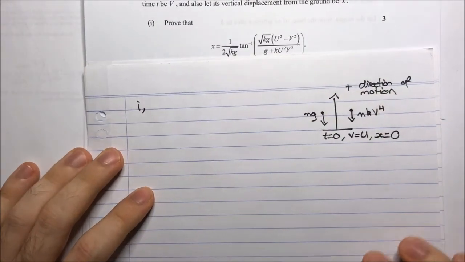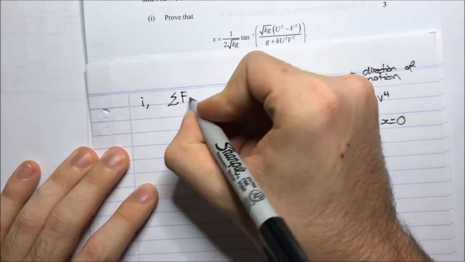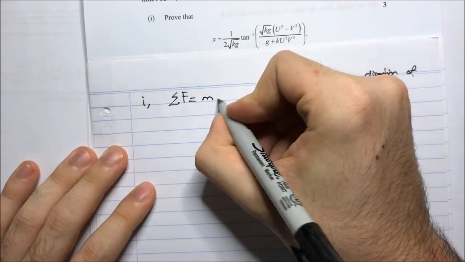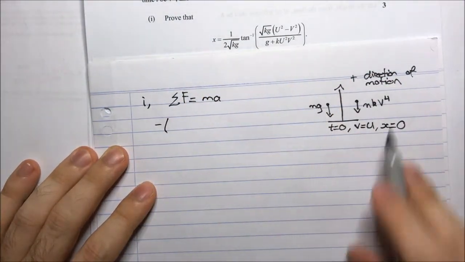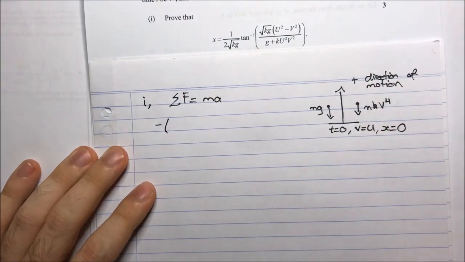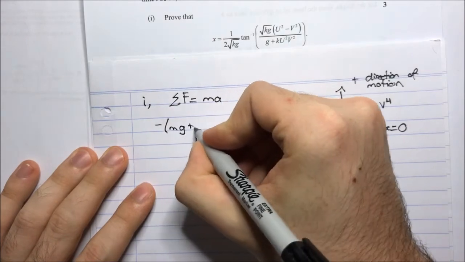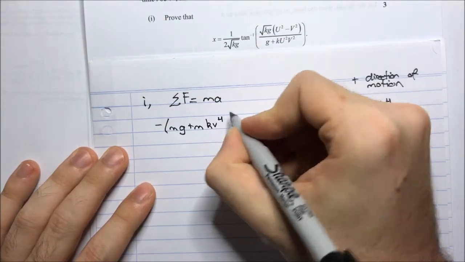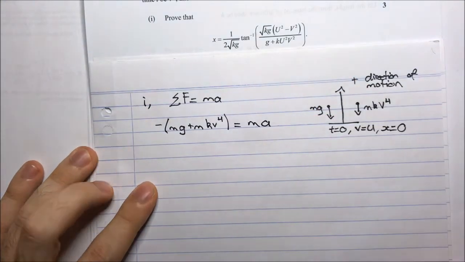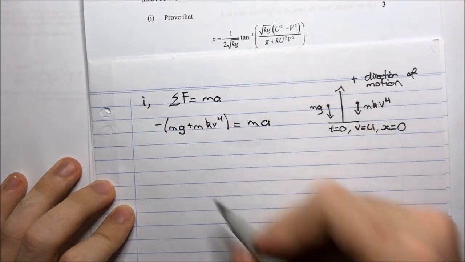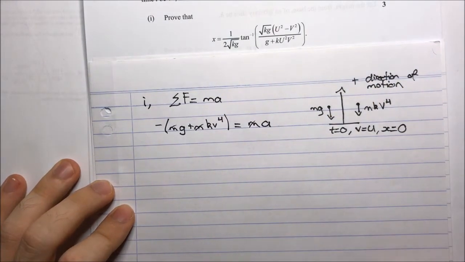Okay, so my sum of forces should be equal to mass times acceleration. Now, our sum of forces is going to be, both of them are negative because they're in the opposite direction to the direction of positive motion. So it's negative of mg plus mk v to the 4, I keep saying squared, v to the 4, is equal to mass times acceleration, and I can cancel my masses. So take a factor of m out there and cancel it with this m here.